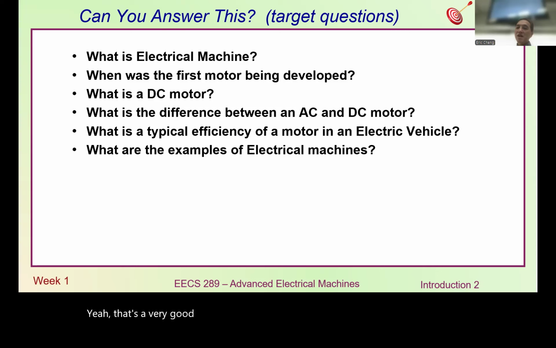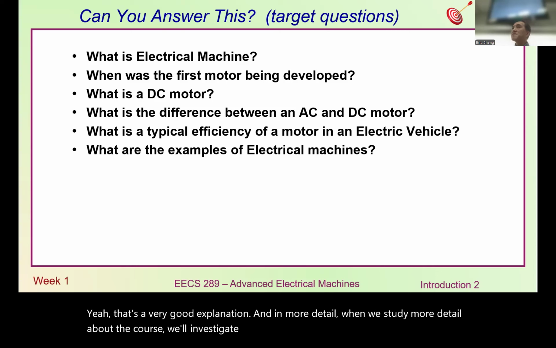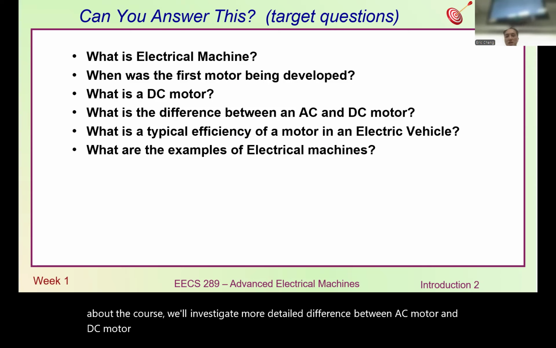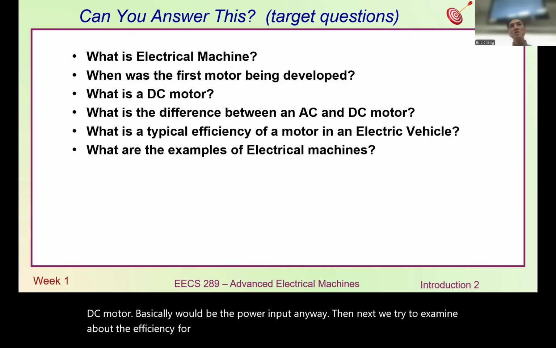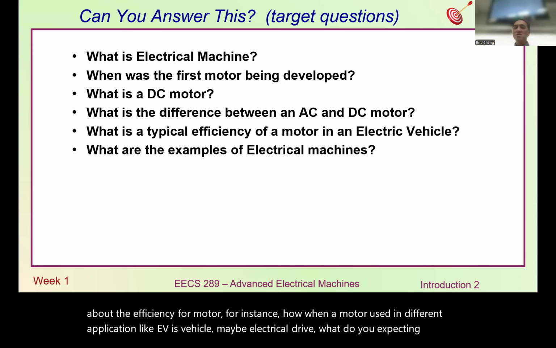And in more detail, when we study the course further, we investigate more detailed differences between AC motor and DC motor. Basically, it would be the power input. Then next, we try to examine the efficiency of a motor. For instance, when a motor is used in different applications, like EV, electric vehicles, or maybe industrial drives, what efficiency should you expect?